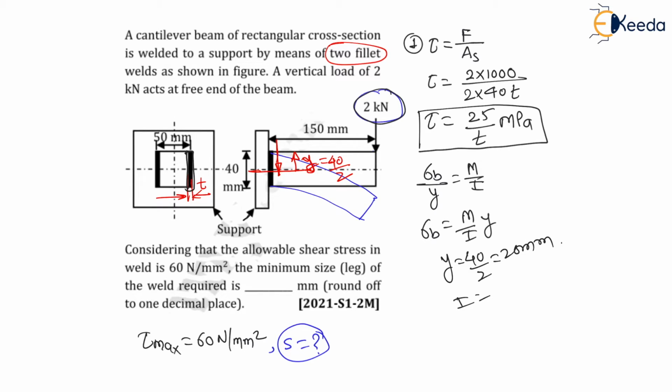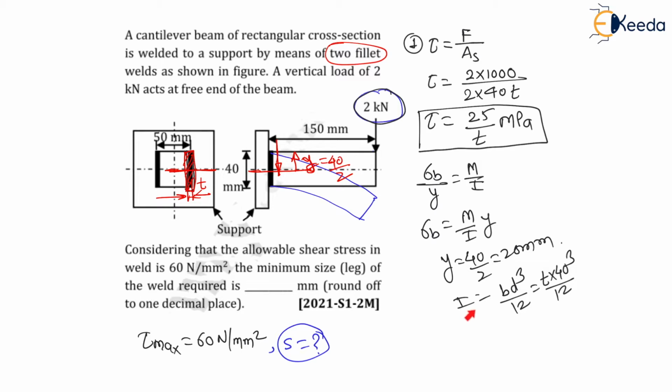For this weld, here you can see there is a weld like this. Right. For this weld there is a thickness t and height d. Therefore if I calculate I about this axis, I is nothing but b d cube divided by 12. Here b is thickness, d is height, that is t into 40 cube divided by 12.